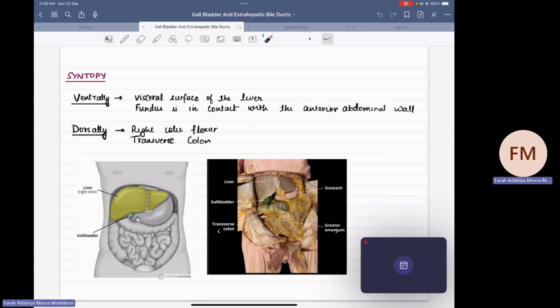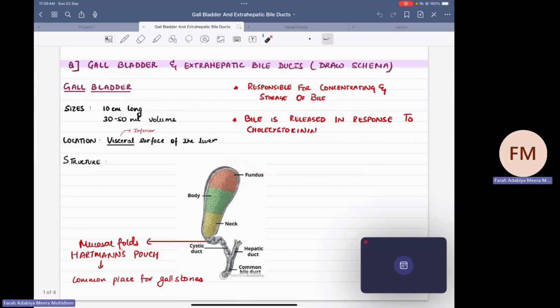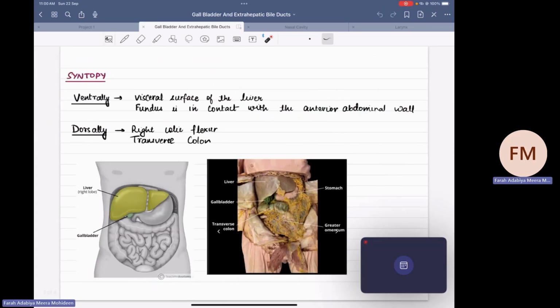Okay, now we'll talk about syntopy, the position of the gallbladder in your body. Ventral to the gallbladder, you have the visceral surface of the liver. The fundus is in contact with the anterior abdominal wall. As you can see in the picture, this is the fundus, and your anterior abdominal wall is directly ventral to it. Now, behind the gallbladder, or dorsally, you have your right colic flexure and your transverse colon.